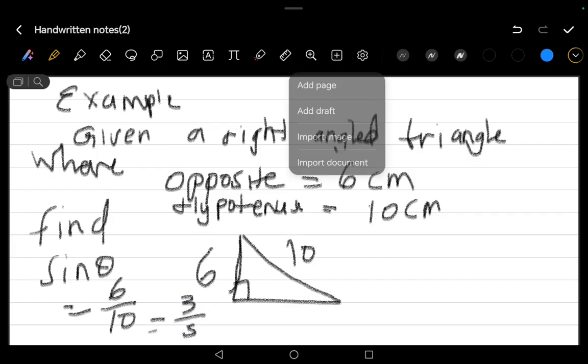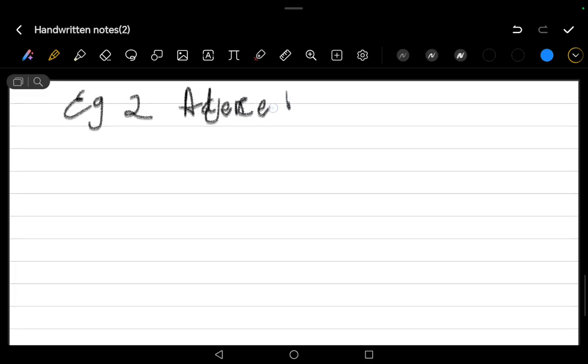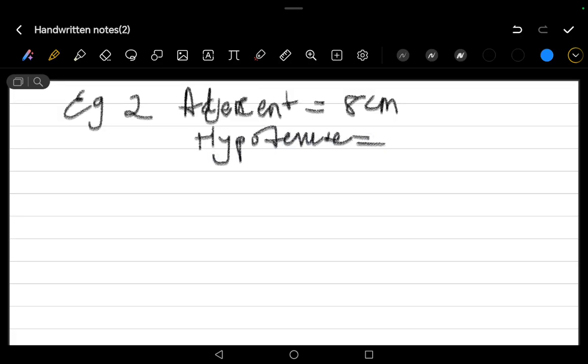Okay. Moving forward, let's do another example. So example number 2, we are given adjacent, which is 8 centimeter, and then we have hypotenuse, which is 10 centimeters. So I want you to find cos theta.